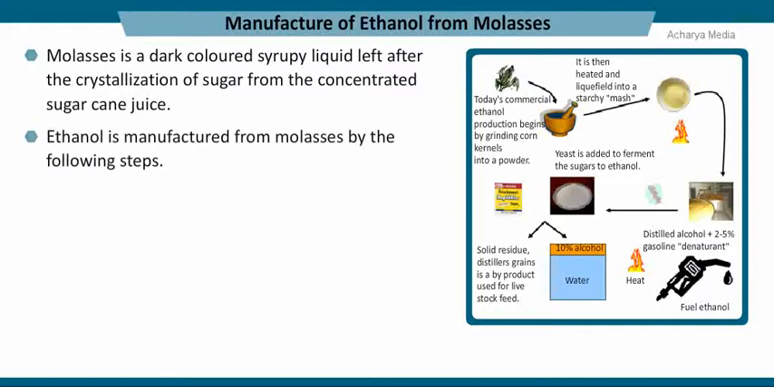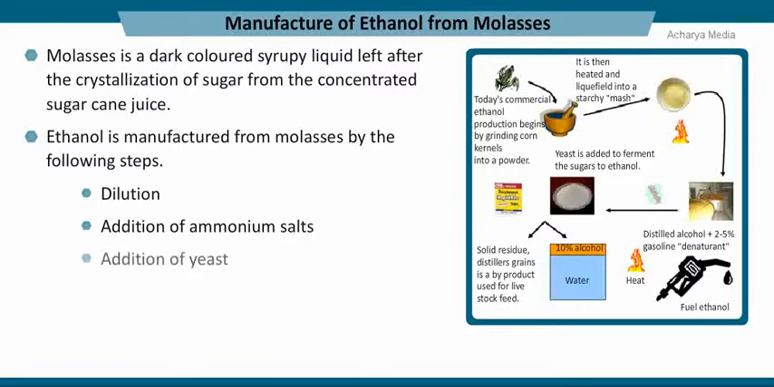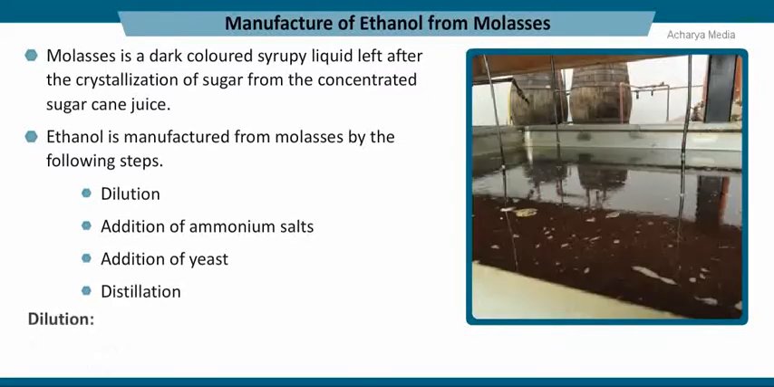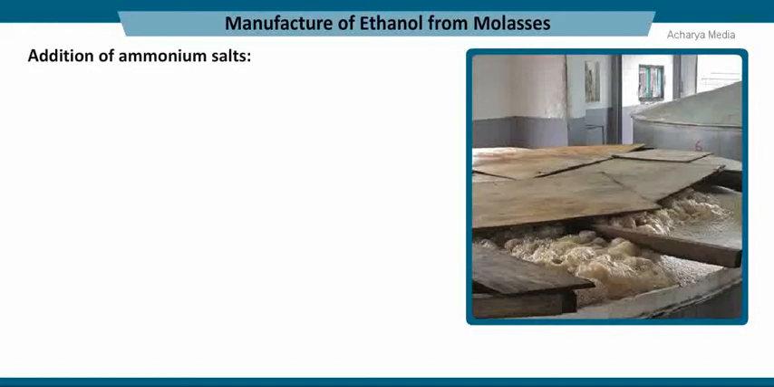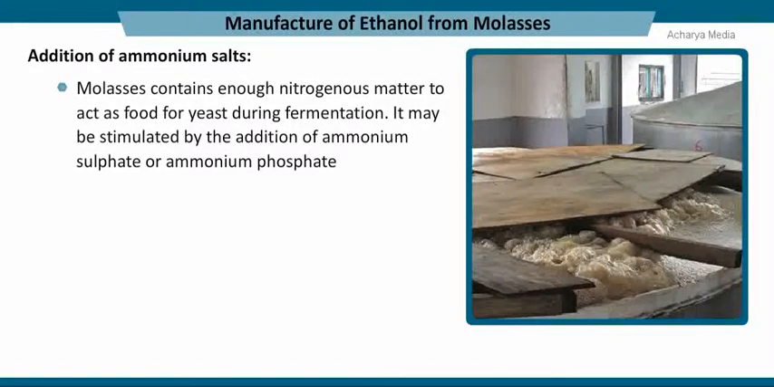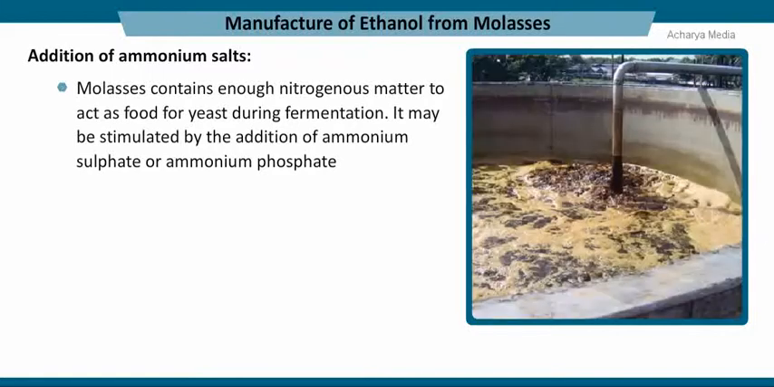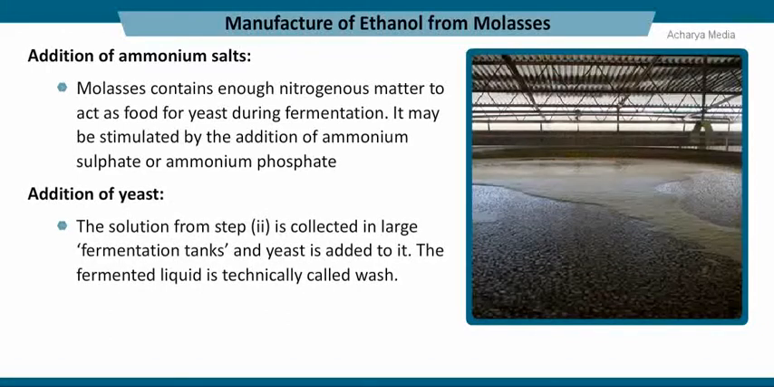Ethanol is manufactured from molasses by the following steps: dilution, addition of ammonium salts, addition of yeast, distillation. Dilution. Molasses is first diluted with water to bring down the concentration of sugar to about 8 to 10%. Addition of ammonium salts. Molasses usually contains enough nitrogenous matter to act as food for yeast during fermentation. If the nitrogen content of the molasses is poor, it may be stimulated by the addition of ammonium sulfate or ammonium phosphate. The solution from step 2 is collected in large fermentation tanks and yeast is added to it.